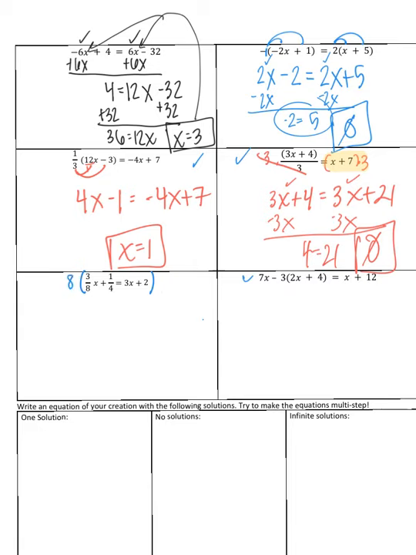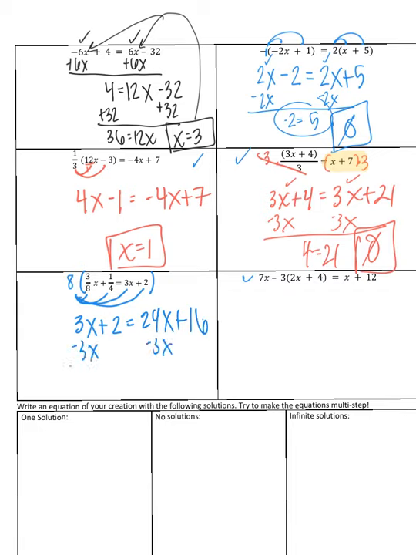Notice how I said entire equation, not just one of the numbers, not just the fractions, the entire equation, because we have to keep it balanced. 8 times 3/8 gives us 3x. 8 times 1/4 gives us 8 over 4, which is 2. Equals 24x plus 16.